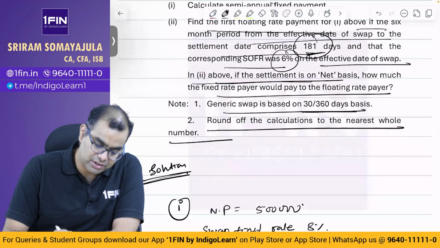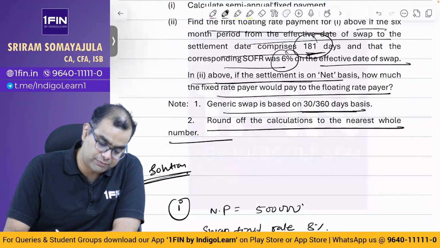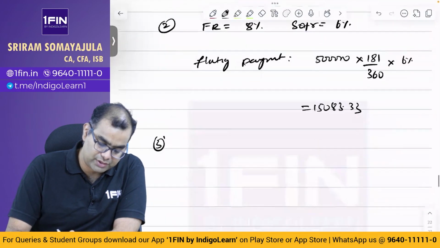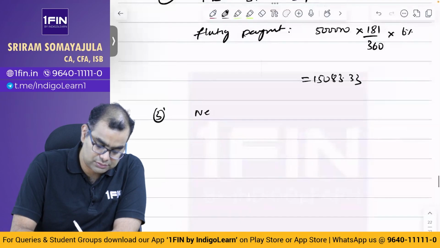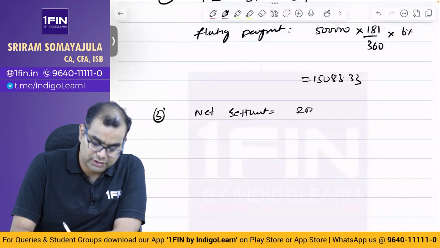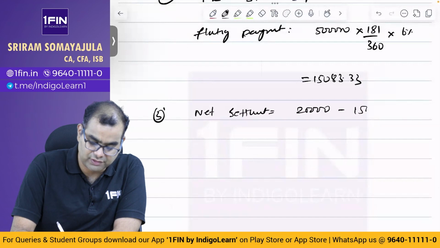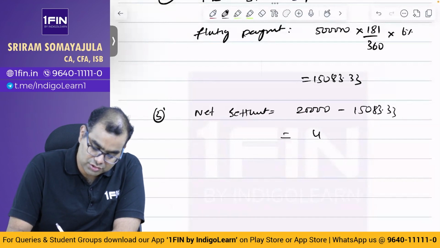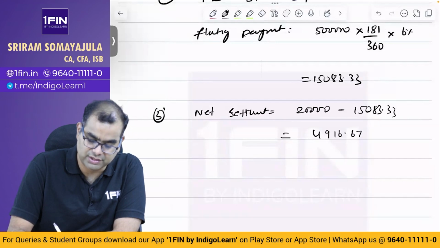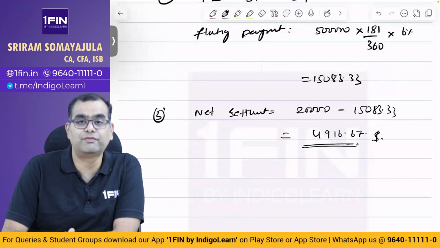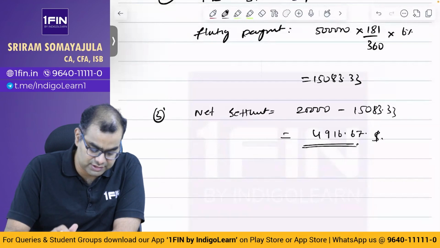What is the third part of the question? In the above, the settlement is on a net basis. How much will the fixed rate payer pay to the floating rate payer? Net settlement is equal to 20,000 minus 15,083.33, which is equal to 4,916.67. Okay, 4,916.67. Very simple question only.